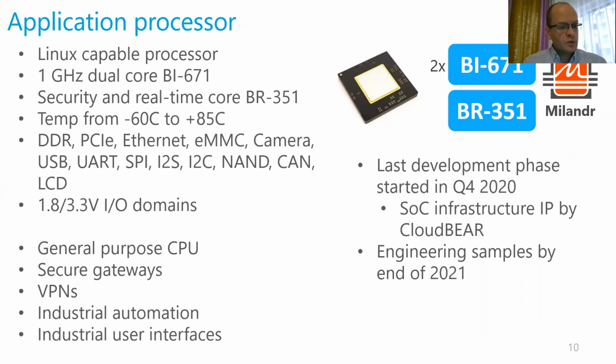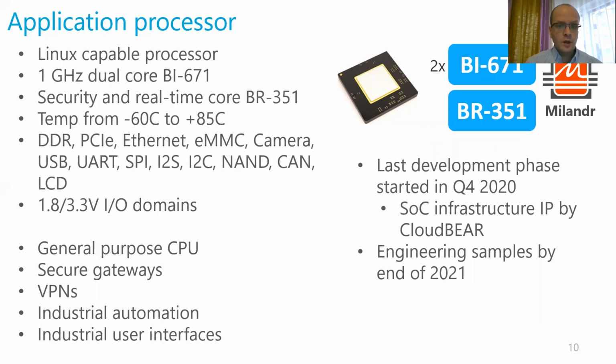Another processor which I mentioned and which is under development is Melander, and it will be used for this end-to-end IoT system. It is a Linux-capable machine. This processor will use a dual-core configuration of our BI671 core and BR351, which will serve as a security and real-time processor. The last development phase of this project started in Q4 2020, and the current plan is to ship engineering samples by the end of 2021.